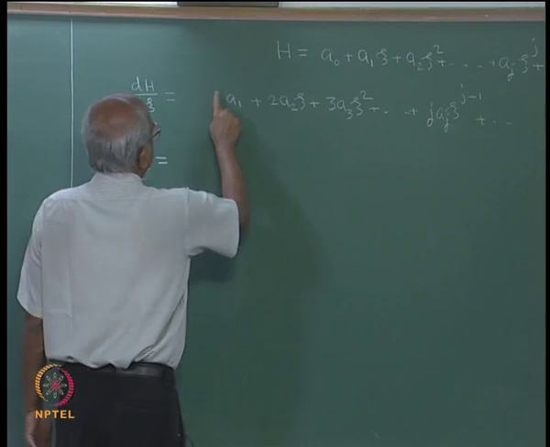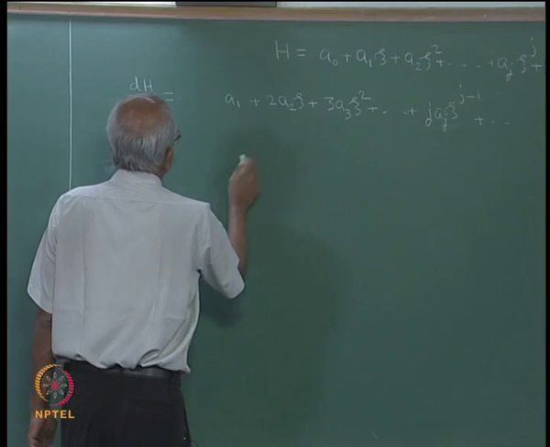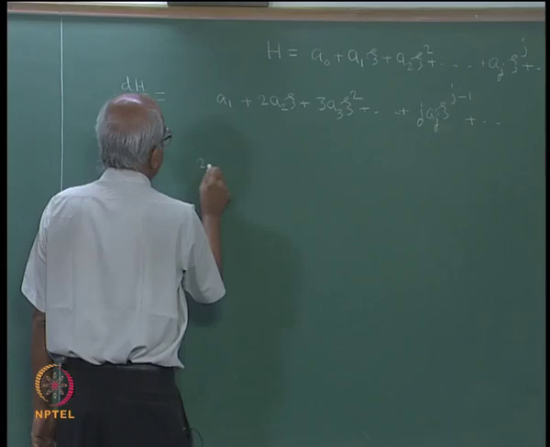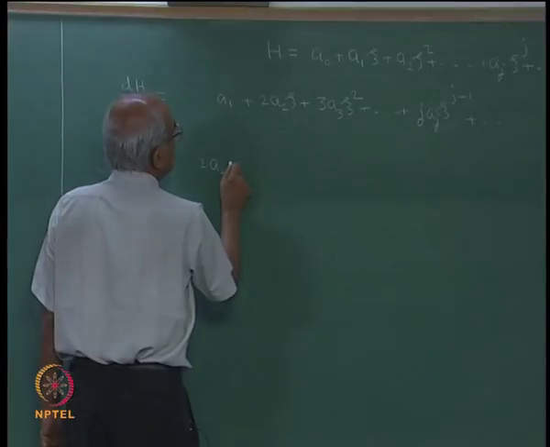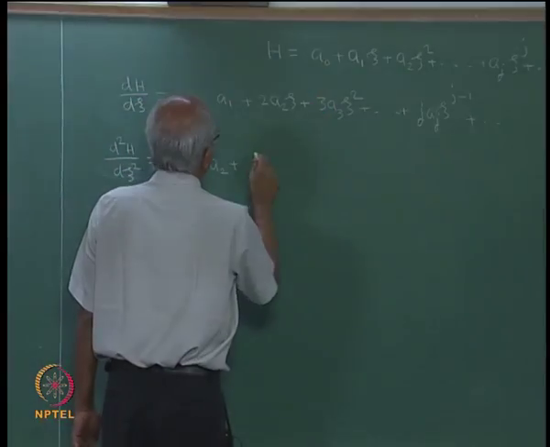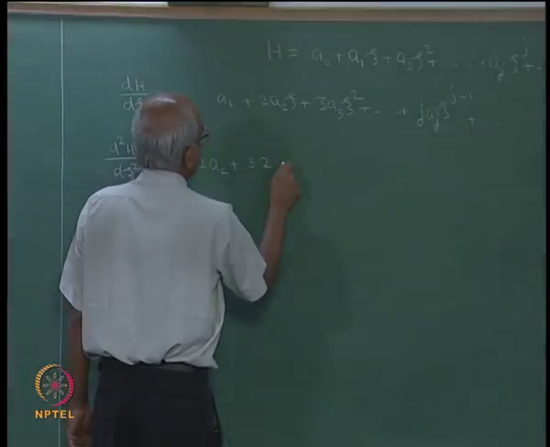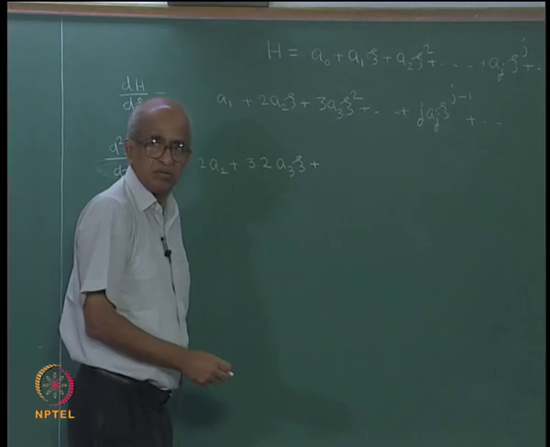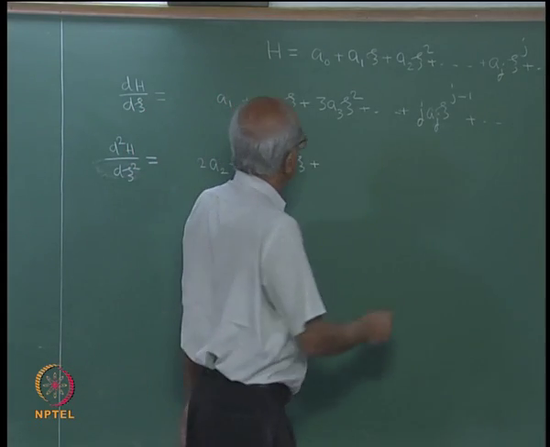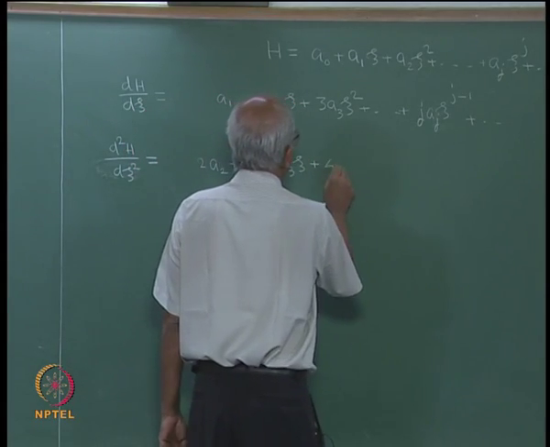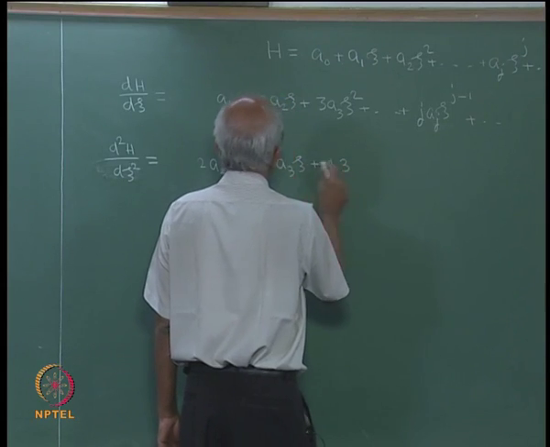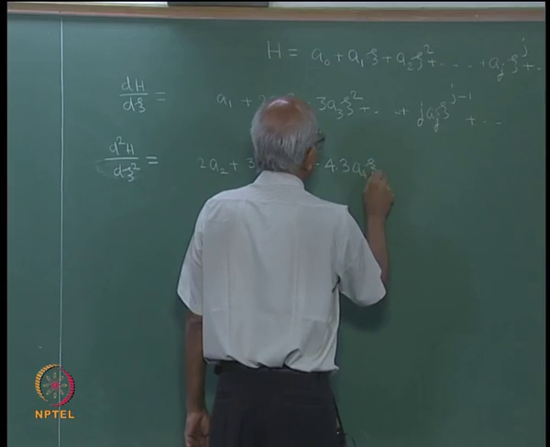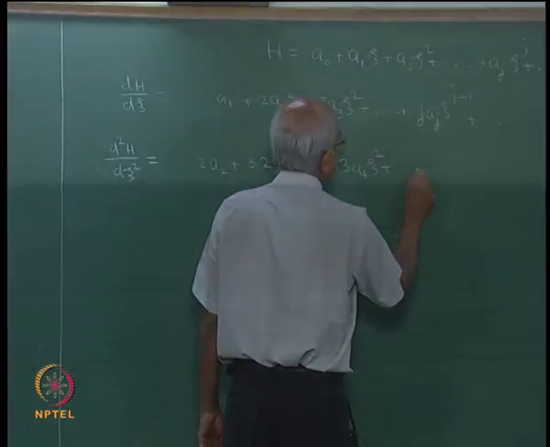Well, when you calculate the second derivative, this term actually goes. So, therefore, you are going to have the first term as that one, you are going to get 2A2 plus 3 into 2A3 c plus, what will be the next term? It is going to be 4 into 3 A4 c square plus etc.